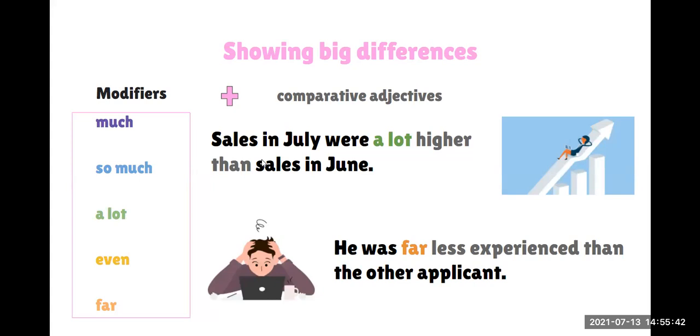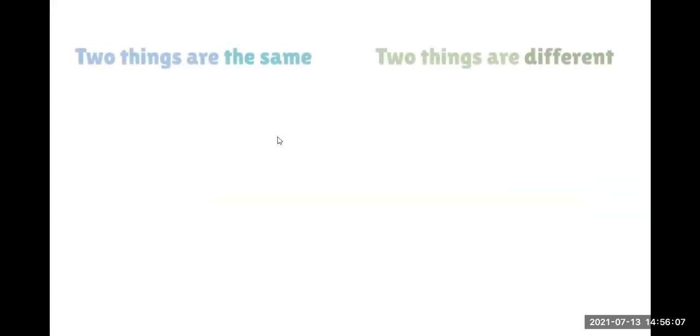It's exactly the same. To show a big difference, we can use even. Even higher than sales in June. And we can say here exactly the same using even. He was even less experienced than the other applicant. Okay? Exactly the same use. Okay, then we are going to use these comparatives and superlatives.